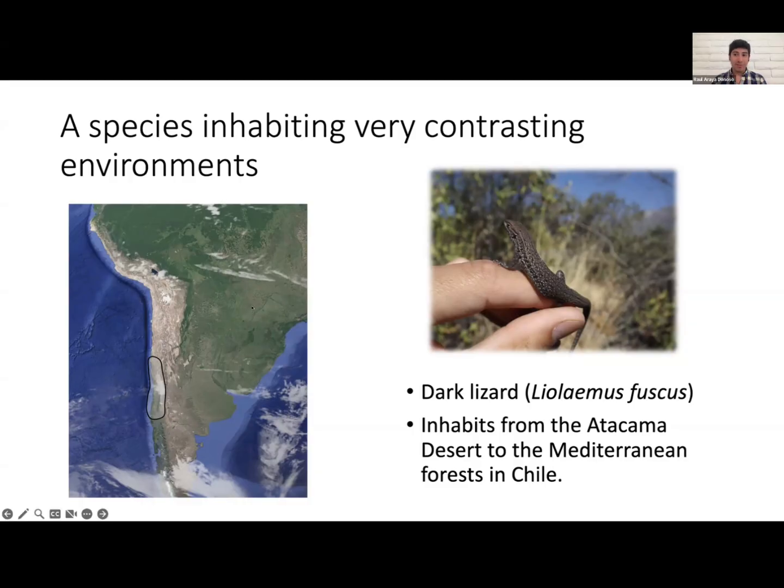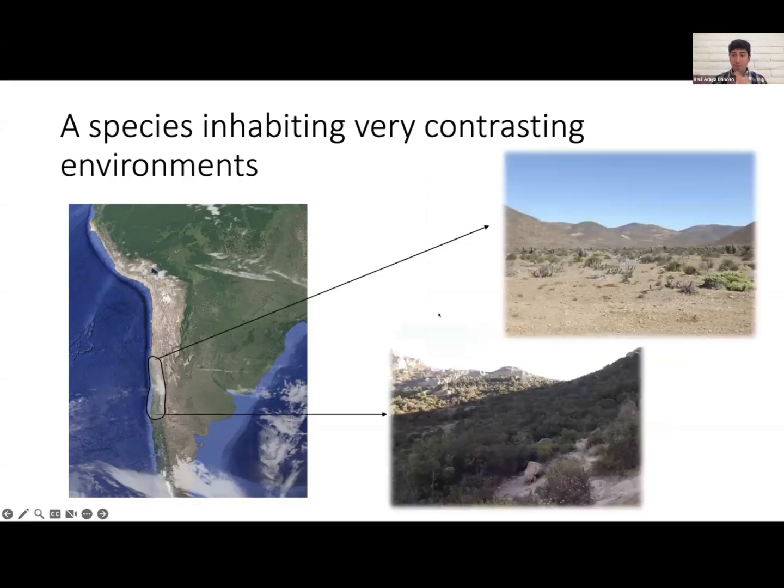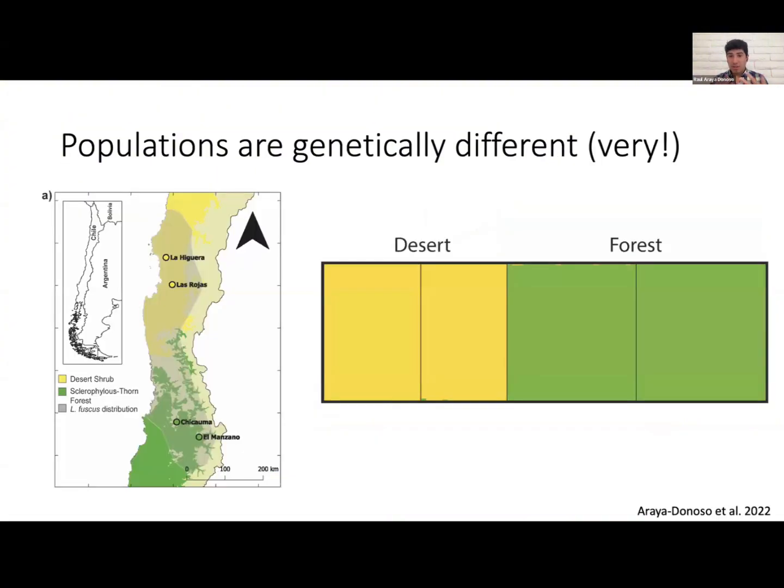Just so you believe me, these are photos of both environments. So you can see here in the Atacama Desert, this is a very dry kind of landscape. And here we have the Mediterranean forest, so like very dense vegetation compared to what we have here. So we studied those lizards and tried to see if they were responding to the differences in their environments. So the first thing we found is that they were very different genetically.